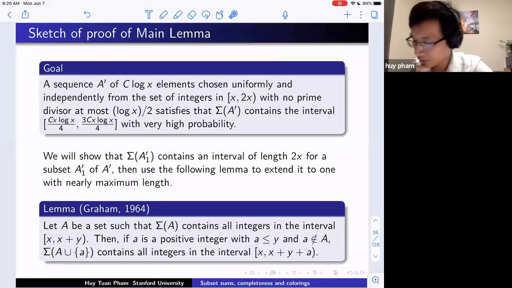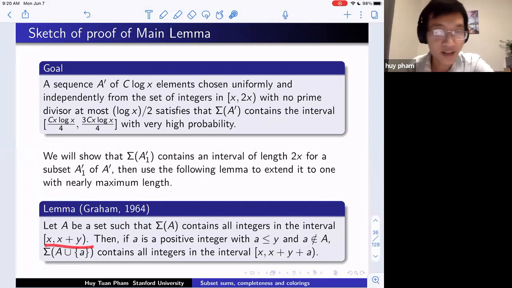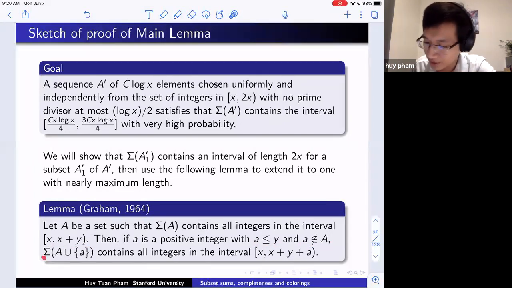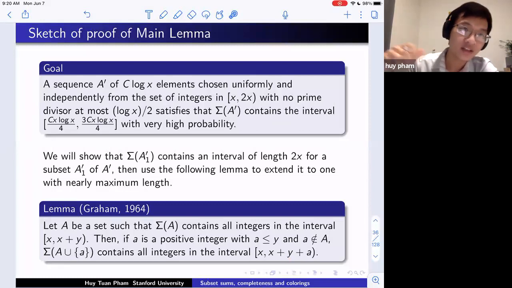So to extend that interval, we'll use the following lemma of Graham, which is a very simple but also useful result. This lemma says that if we have a set A such that sigma of A contains an interval of length y, and then we have one extra element little a, which is not contained in A, and little a is smaller than or equal to y, then once we allow adding this element little a to the set A and look at the set of subset sums, that will contain a longer interval, which is of length y plus a. So we extend the previous interval to one with length that is a longer.